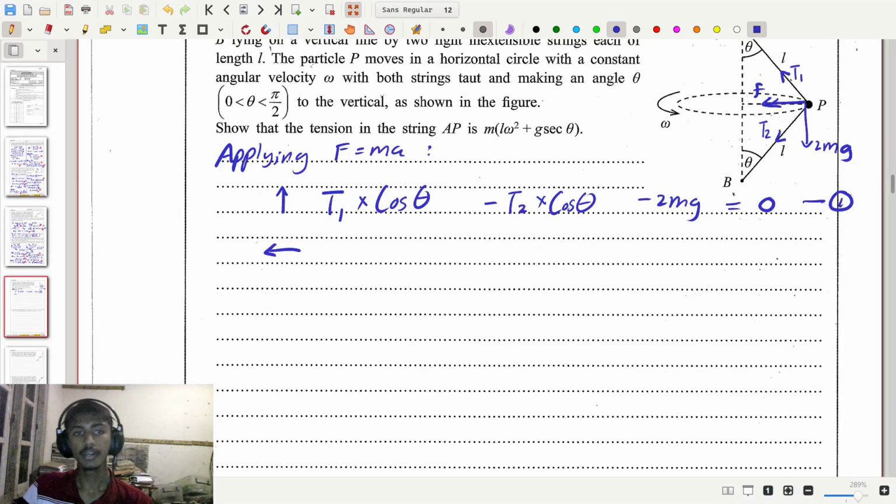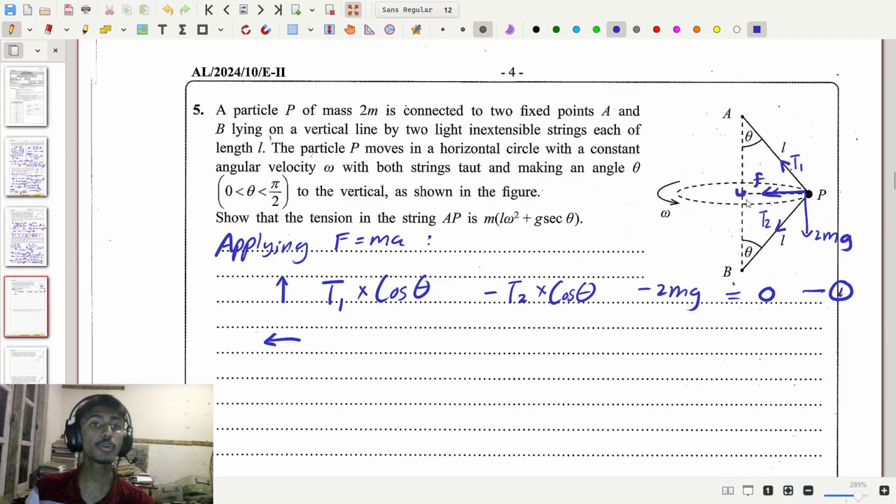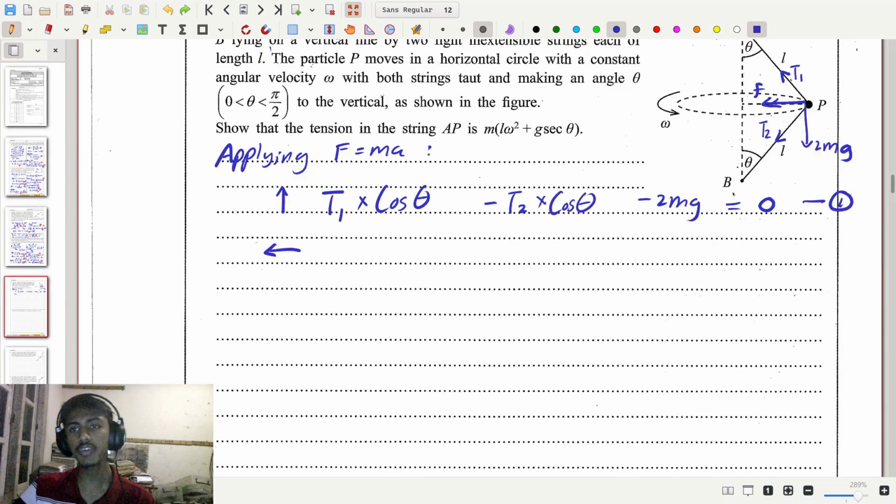Now similarly, we can apply F equals MA in the horizontal direction, and I'm going to apply it radially towards the center of the rotation of the particle P. Now considering that the forces that we have here are the horizontal component of T1, the horizontal component of T2, and nothing else. And as for the acceleration here, with the mass of 2m and the acceleration of f in the inward direction.